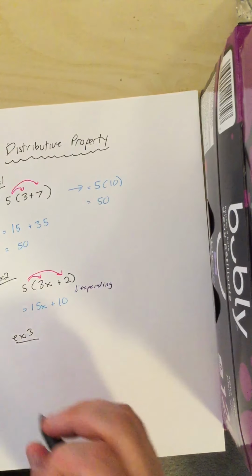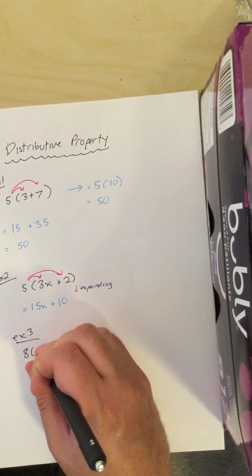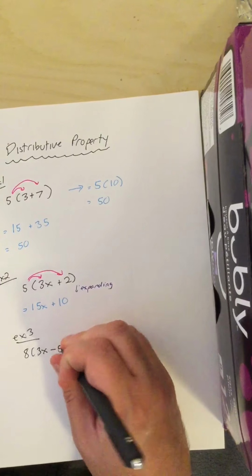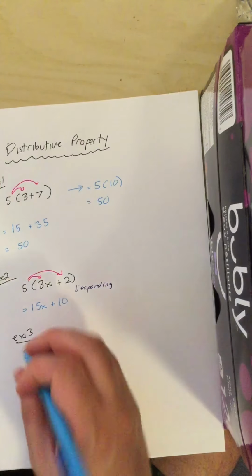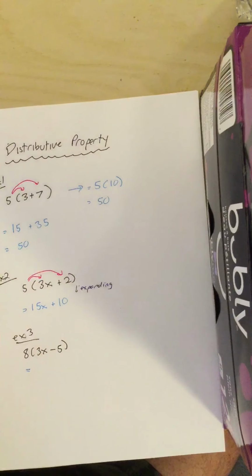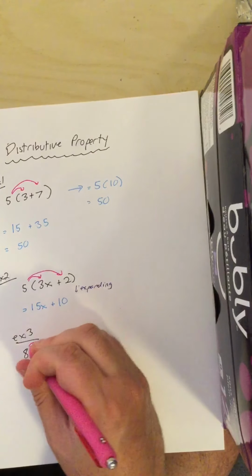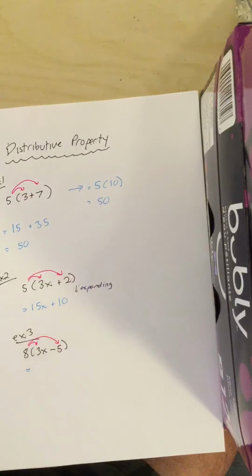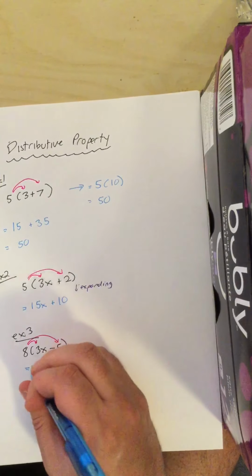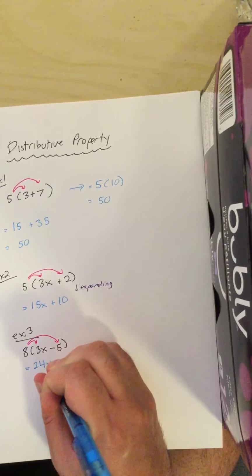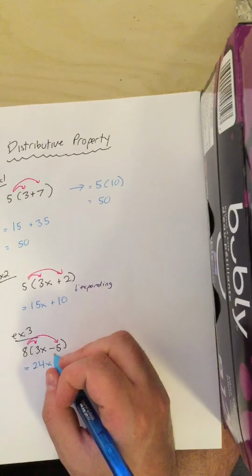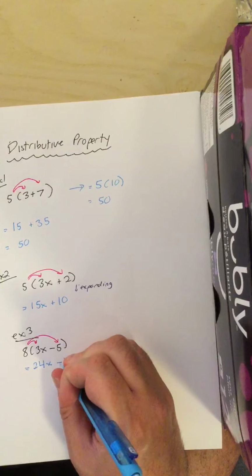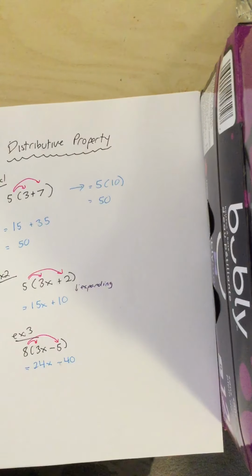Example 3. 8 times 3x minus 5. So what we have is, again, a multiplication, so we multiply. There are 2 terms in the bracket, and we multiply the thing in front by each of those 2 terms. 8 times 3 is going to give us 24x. 8 times 5 is 40, but it's actually 8 times negative 5, so that's going to give us negative 40.